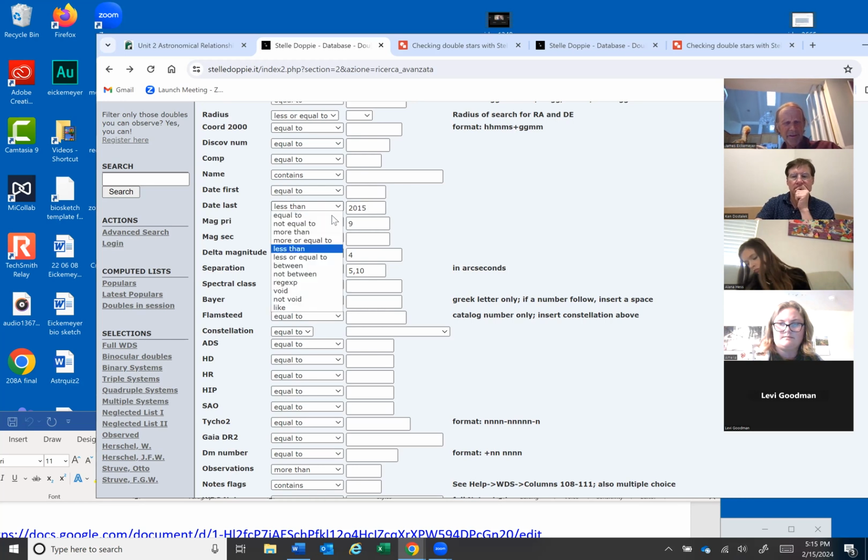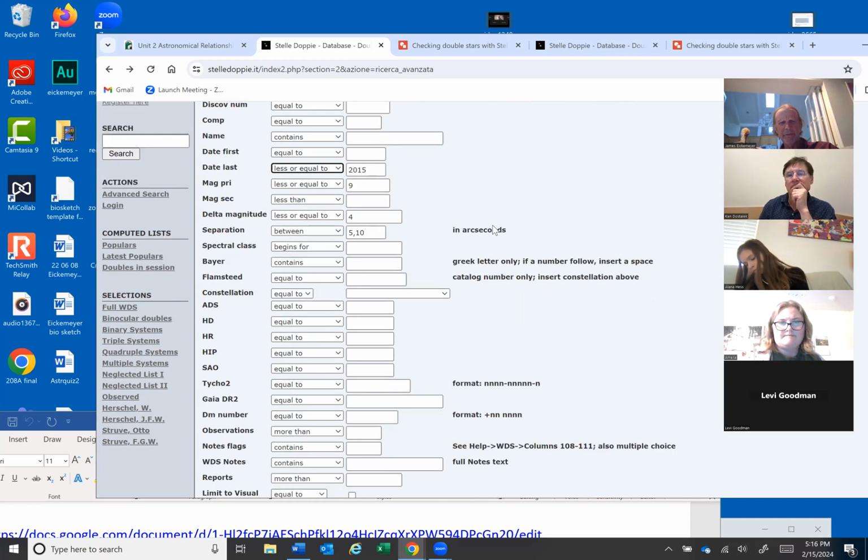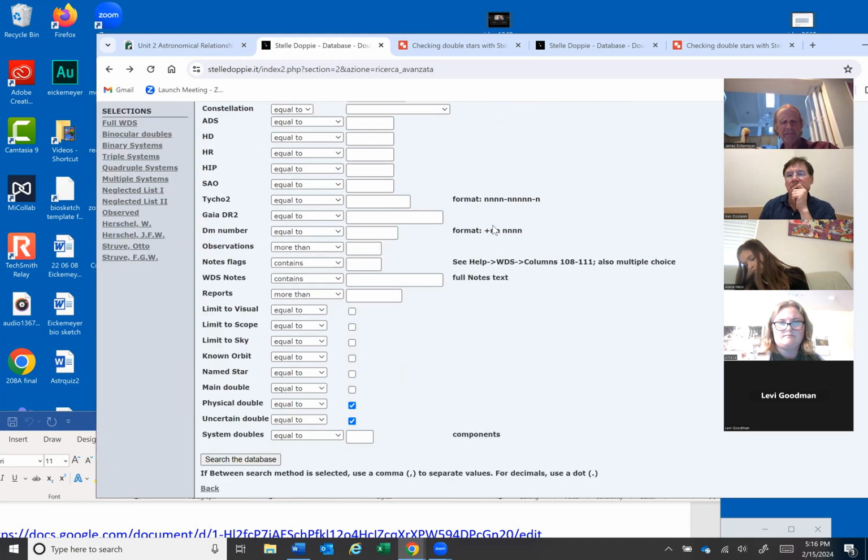And so there are other possibilities. Well, we can make it less than or equal to. Let's do that. Because 2015 would be fine, but then anything earlier than that. Okay, and so that way we're not going to be duplicating somebody else's work and then having it rejected for publication.